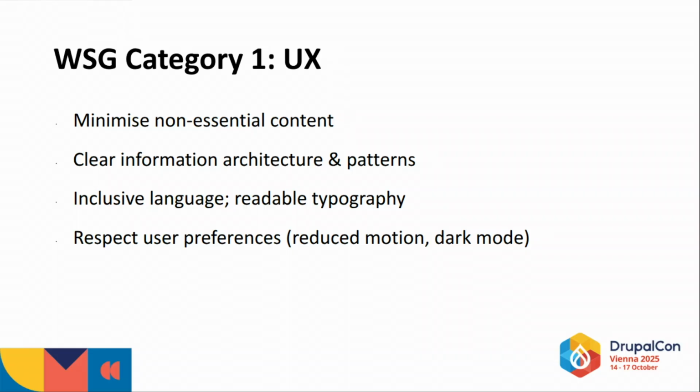As I say, of course, going to the original document is always going to be best, but some of the things raised in the UX category: minimizing non-essential content. Again, it's interesting how a number of colleagues are focusing on that. Having clear information architecture and patterns, so when you've got your design libraries, make sure that you've got consistent templates, consistent approaches to presenting information. It's good for the user. Inclusive language, readable typography, and respecting user preferences.